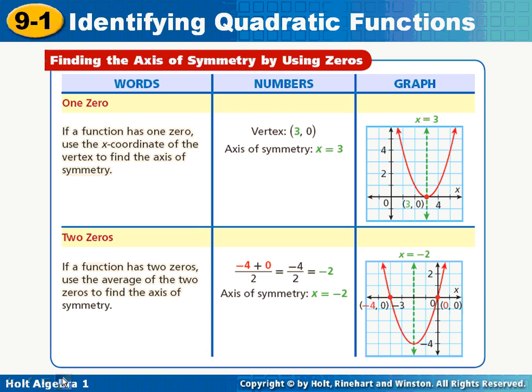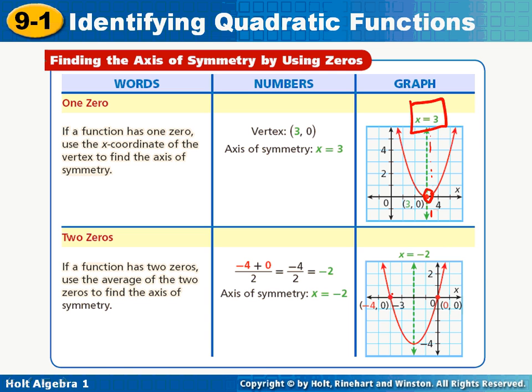Okay, now you don't have to copy all of this down. I just want to show you this. If you have 1 zero right here, this is the zero. It's also the vertex, and the axis of symmetry goes right down the middle. Do you see how we always do it as a dotted line? The axis of symmetry is written as x equals a number. That makes it a vertical line right through the vertex.